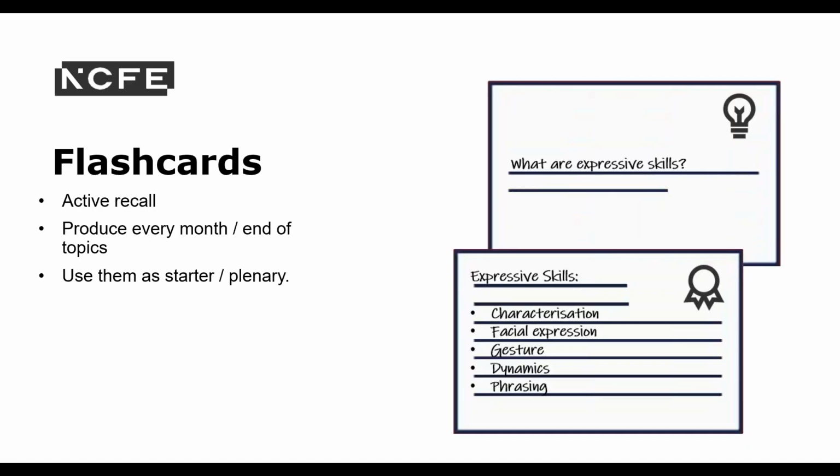Another way of using active recall is the use of flashcards. In this case, I've got a performance skills question on expressive skills, which is on one side and the answer on the other. It would be good to start flashcard production from the beginning of the course. So for example, every week or month or half term, learners are to produce flashcards on what they have learned. They can then use those flashcards as lesson starters and or plenaries every so often. This way, they will have built up a bank of flashcards by the end of the course, and they will have done some distributed practice by using them in the lessons, and it actually takes practically zero teaching planning time to implement.